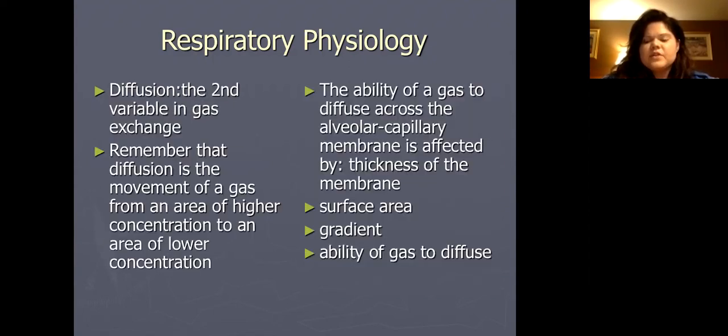So let's talk about diffusion a little bit. The second variable in gas exchange is going to be diffusion. Remember, we use osmosis and diffusion typically. Diffusion is the movement of the gas from the area of higher concentration to lower concentration. It's going to be the ability of a gas to diffuse across the alveolar capillary membrane, and it's going to be affected by the thickness of that membrane because it's got to go across the membrane. So however thick it is, it's going to be a little bit harder for it to go across. We have to think about the surface area, the gradient, and the ability of the gas to diffuse.